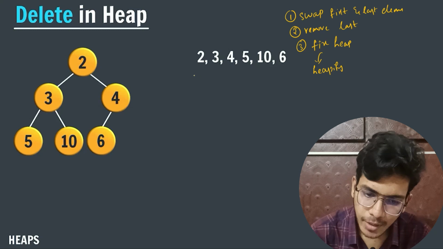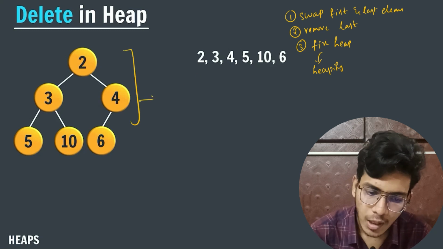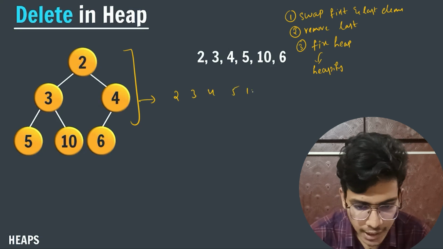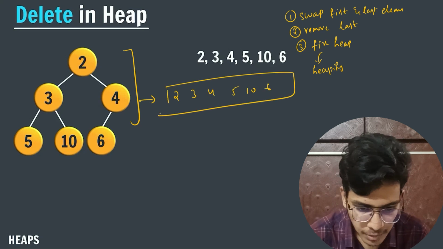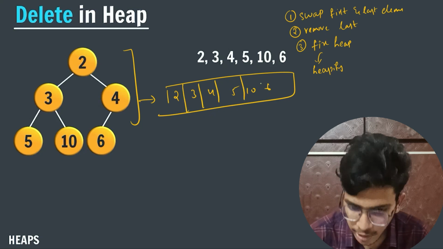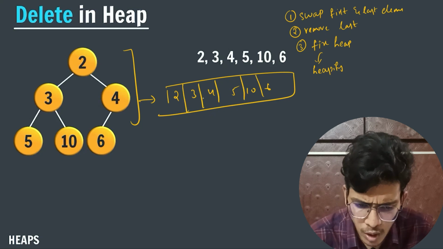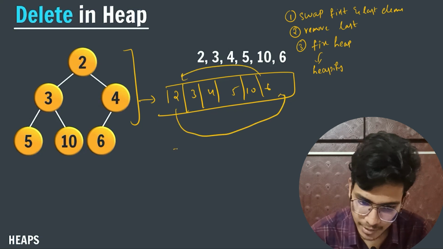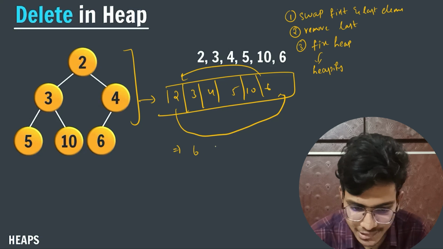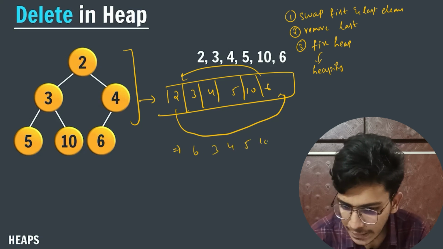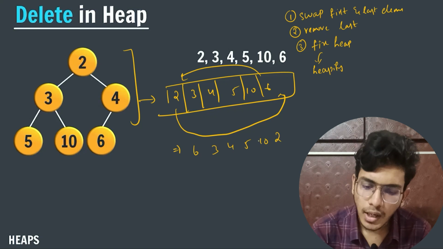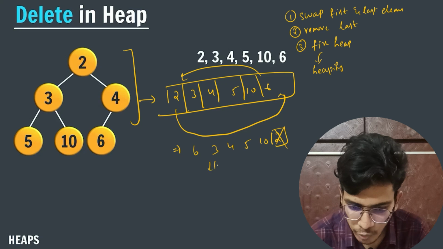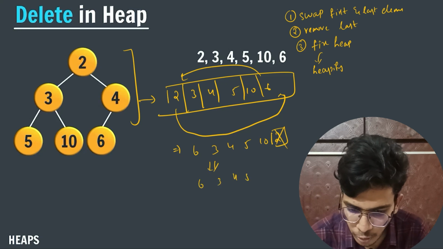Let's say this is my array, so this is my heap, and we can visualize it as 2, 3, 4, 5, 10, 6. This is my array representation. Now I will swap the first element with the last element, so my array will become 6, 3, 4, 5, 10, and 2. Now I will remove this element from my heap, so my array will become 6, 3, 4, 5, 10.